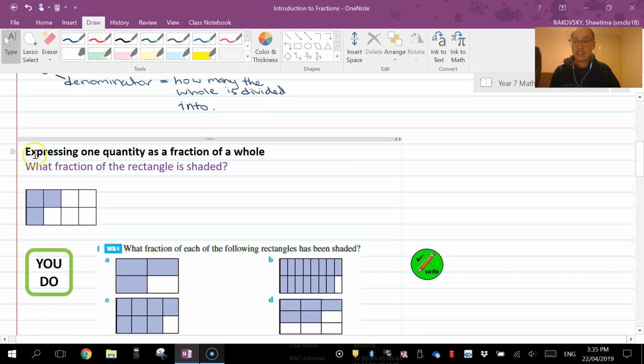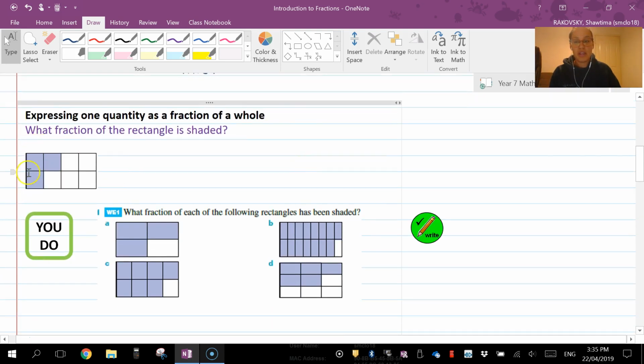So to get us started, expressing one quantity as a fraction of a whole. When we see a type of question like this, we can think about the application in the real world, like I do a test, or I'm in the middle of something, I'm a quarter of the way, 3/4 of the way, that's 3 parts out of 4 completed, or 1 part out of 4 completed. Pizza's always a good one.